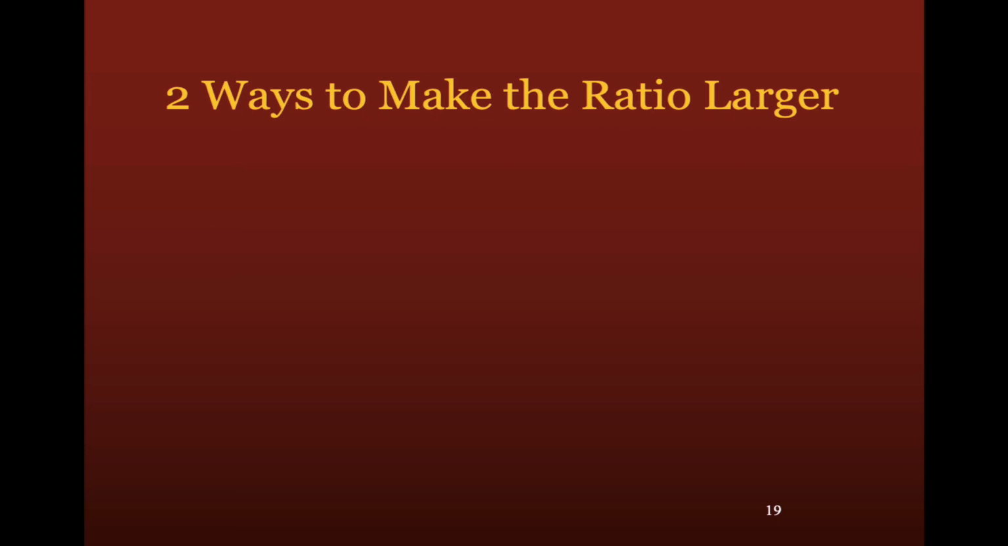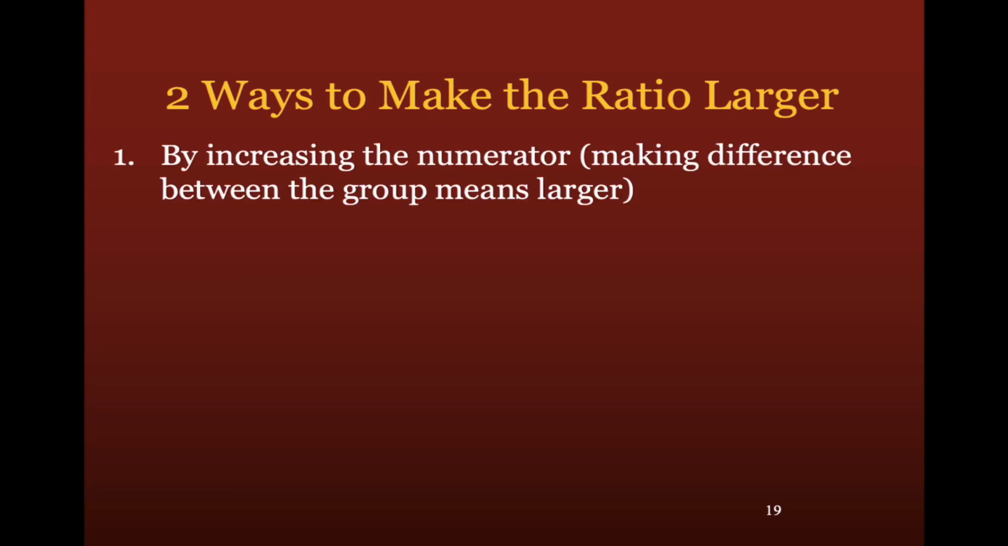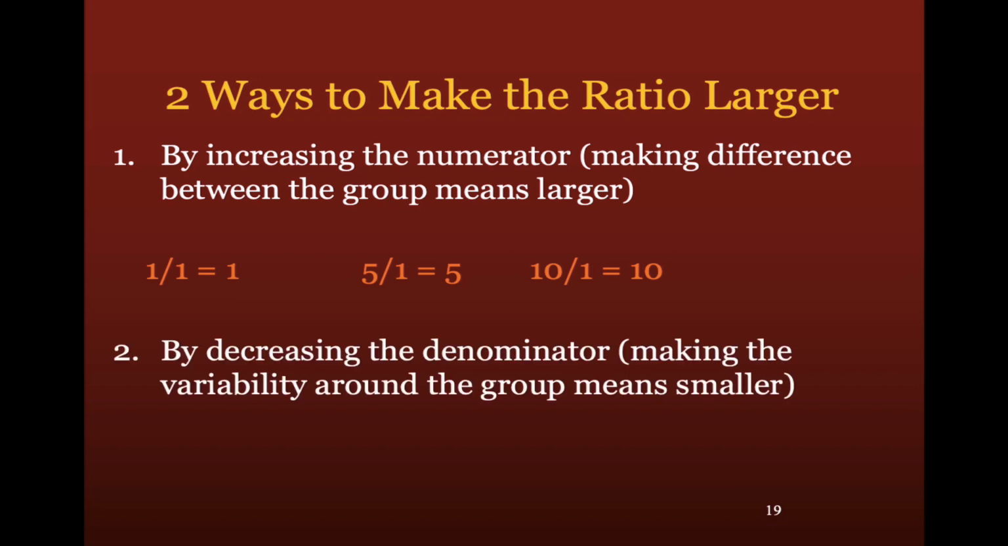And there are a couple ways to make that ratio larger. You can increase the numerator, so making the difference between the groups larger, right? So if I have a ratio of 1 to 1, that gives me a value of 1, whereas 5 to 1 gives me a value of 5. 10 to 1 gives me a value of 10, right? You can also make the ratio larger by decreasing the denominator, right? So a ratio of 10 over 10 gives you a value of 1. 10 over 5, all of a sudden now we have a value of 2. 10 divided by 1, we get a value of 10.